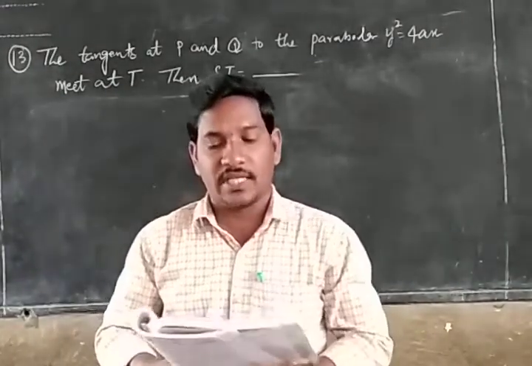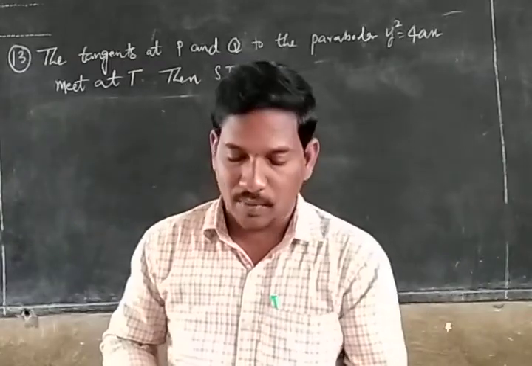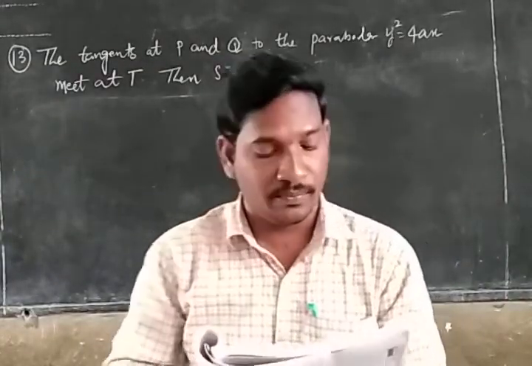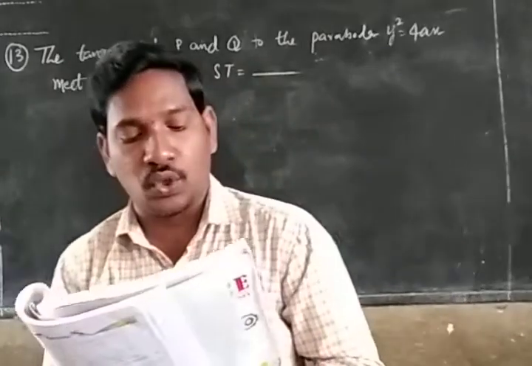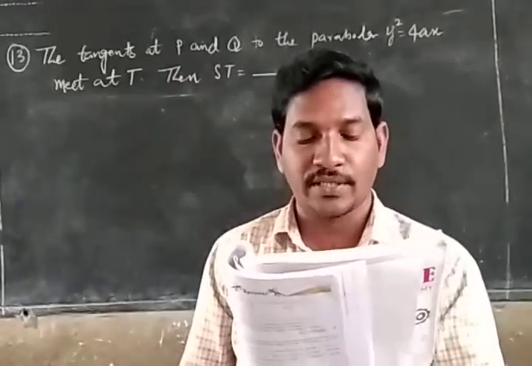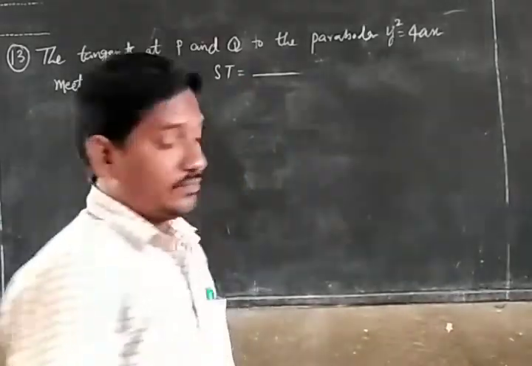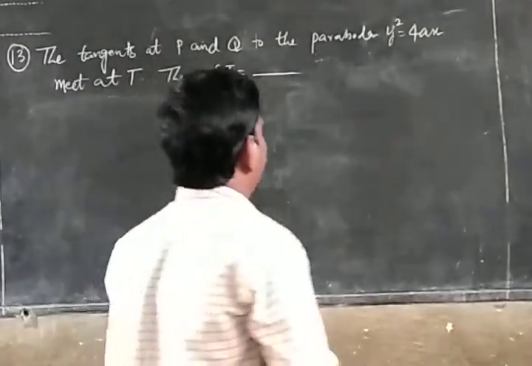In the previous class, we discussed some problems in Handshake 2. Today, we are going to discuss the 13th problem. The tangents at P and Q to the parabola y square equal to 4ax meet at T, then ST equal to that. Now, take the diagram.